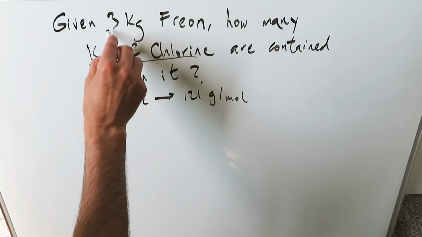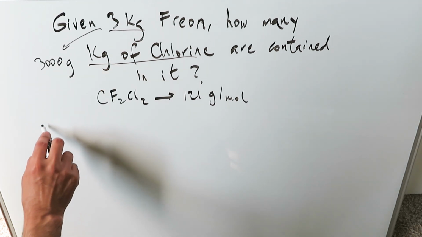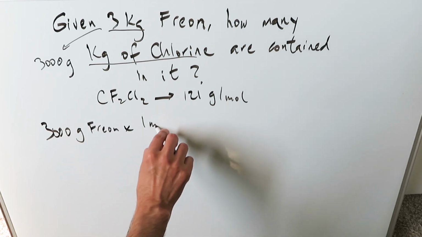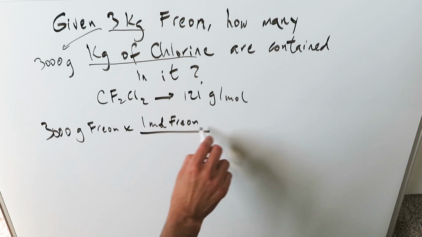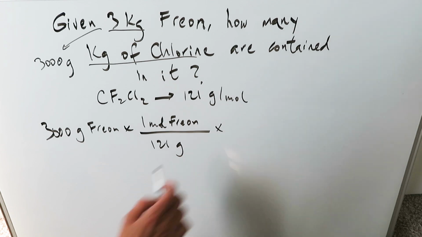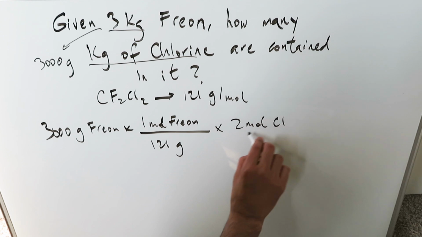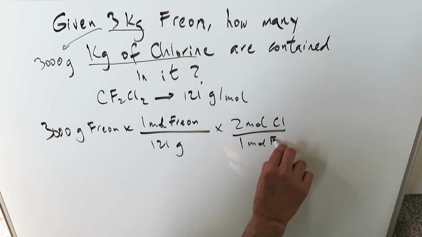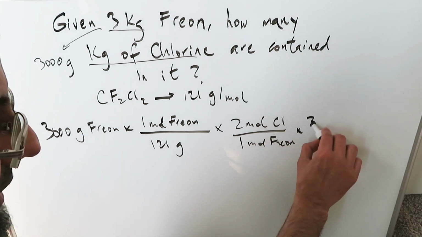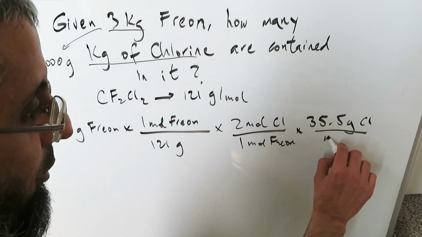Mole here is given in grams, so 3 kilograms is equal to 3000 grams of freon. So look how the factor label method starts. 3000 grams of freon times 1 mole of freon has 121 grams in it. 121 grams per mole is the molar mass, and I have over here in this formula 2 moles of chlorine for each 1 mole of freon. But we also know in terms of the molar mass, each mole of chlorine is 35.5 grams. So we'll do 35.5 grams chlorine per mole chlorine.